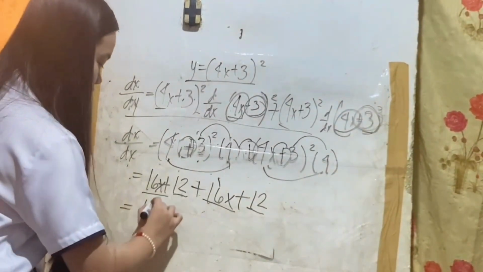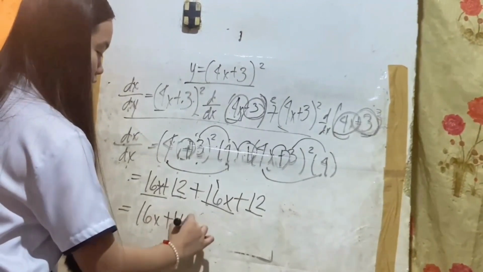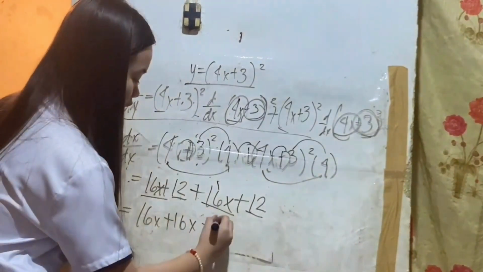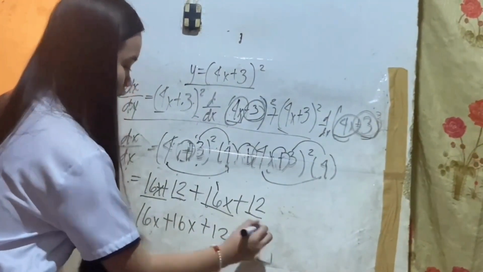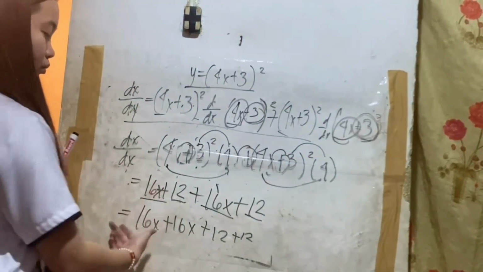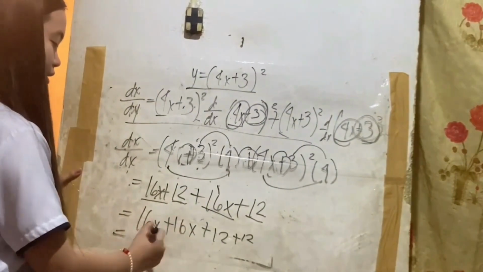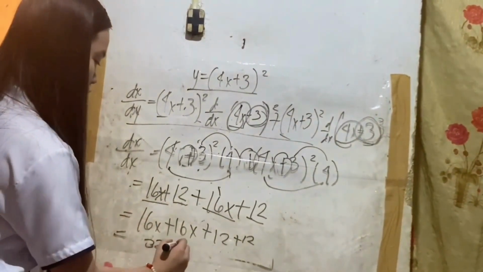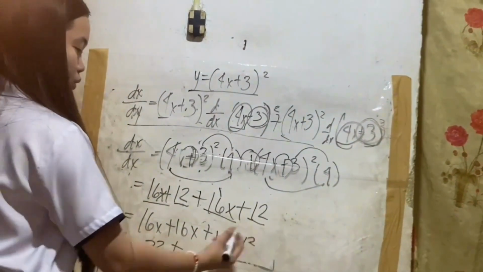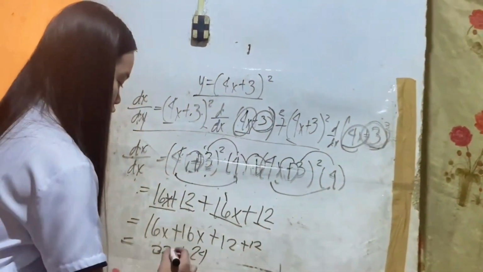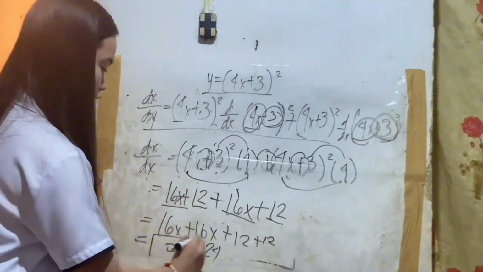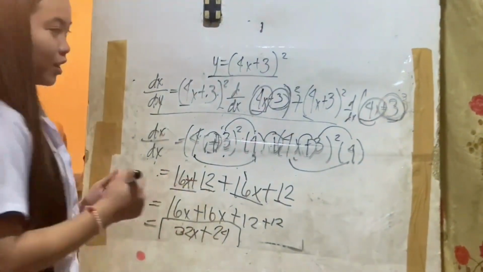We will combine 16x plus 16x and 12 plus 12. Then after that, we will add this: 16 plus 16 is 32, and 12 plus 12 is 24. This is the answer, 32x plus 12.